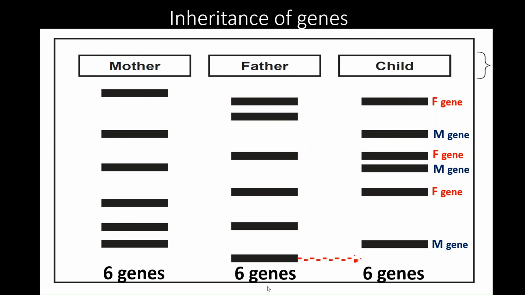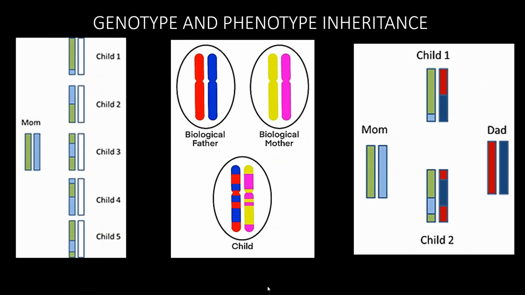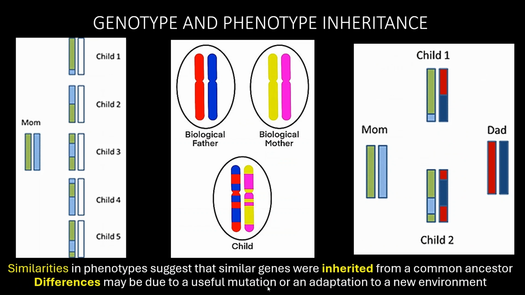So you see here, that is it. So you can trace the genotypes that run through a family. If we check the mother and the five children, you can tell that the five children carry part of the mother's chromosome or phenotypes. The white part represents the father, which is not captured here. If you check the one in the middle, you can tell that similarities in phenotypes suggest that similar genes were inherited from a common parent or ancestor. Differences may be due to a useful mutation or an adaptation to an environment.